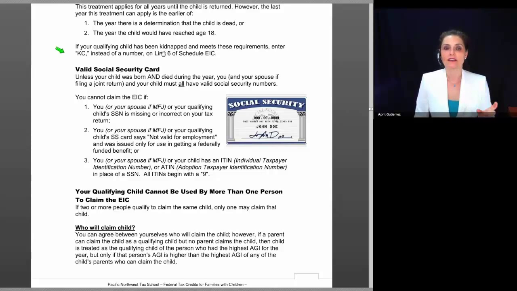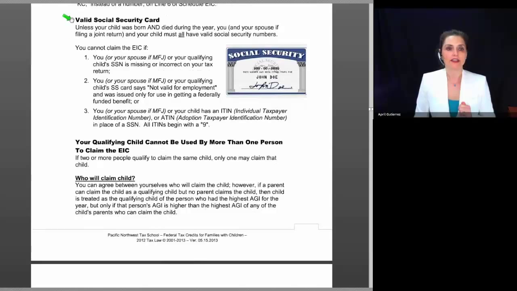So if your child didn't live with you because they'd been kidnapped, you would write KC instead of a number of months. Valid Social Security card. Unless your child was born and died during the year, you and your spouse, if filing a joint return, and your child must all have valid Social Security numbers. You cannot claim the earned income credit if you or your spouse, if you're filing jointly, or your qualifying child's Social Security number is missing or incorrect on your tax return.